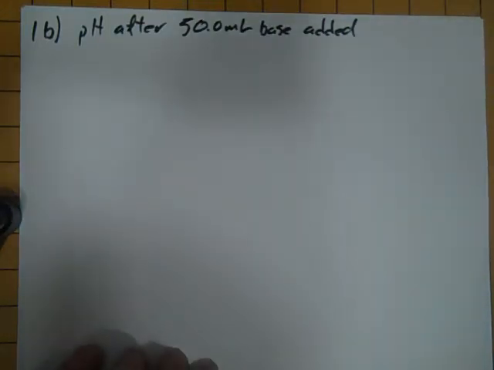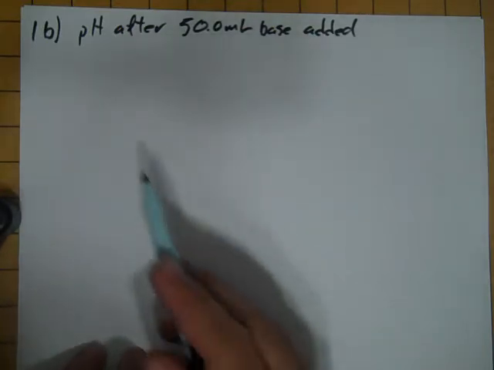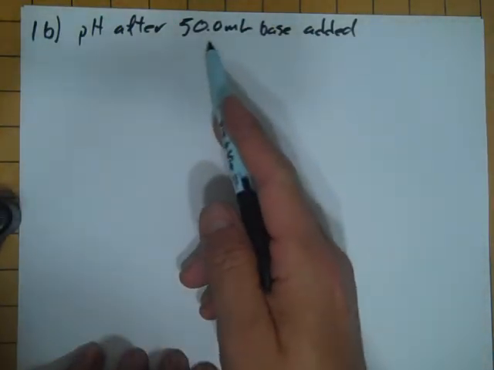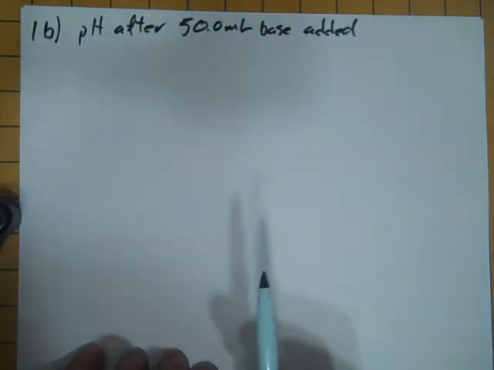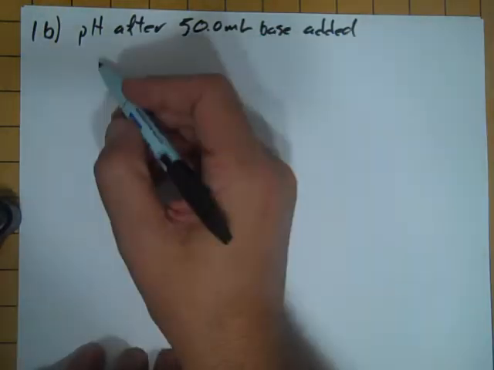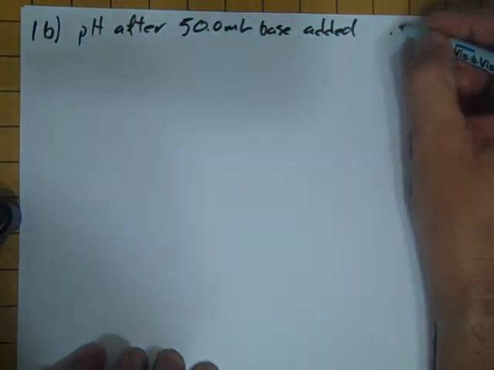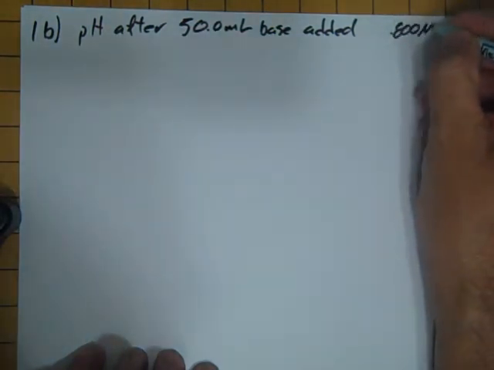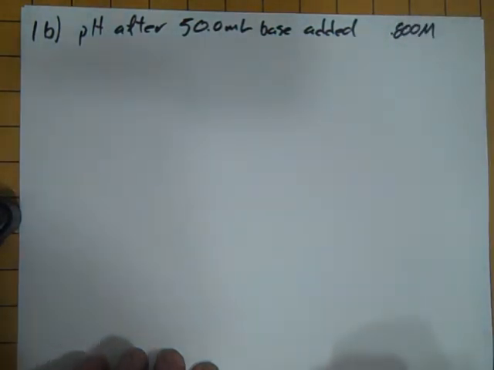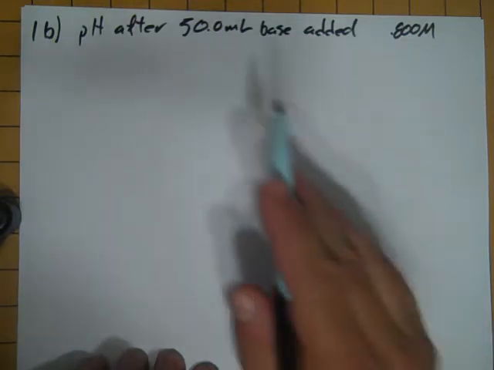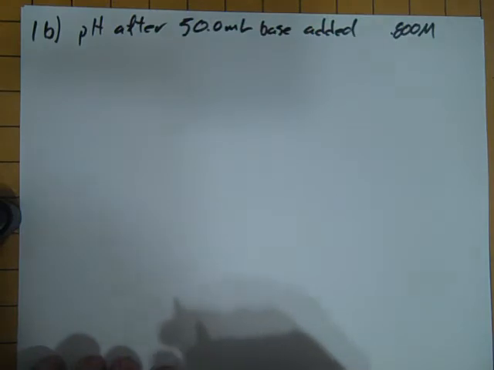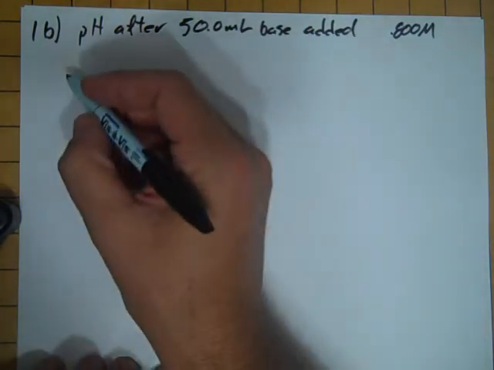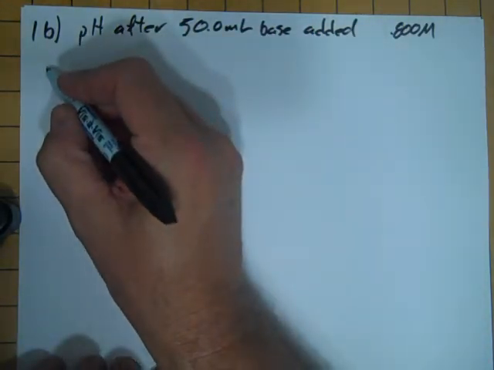In part B of the first titration problem, a weak acid with a strong base, we need to find the pH after 50.0 milliliters of base is added. Now remember that we know that this base in the problem happens to be 0.800 molar sodium hydroxide, so now we have a volume to go with the concentration.